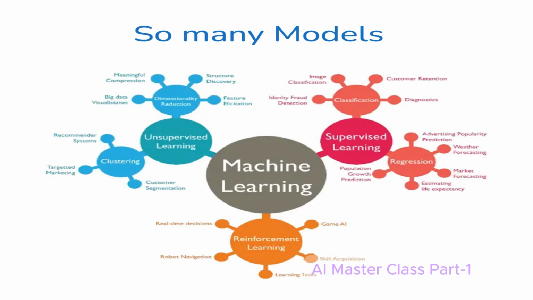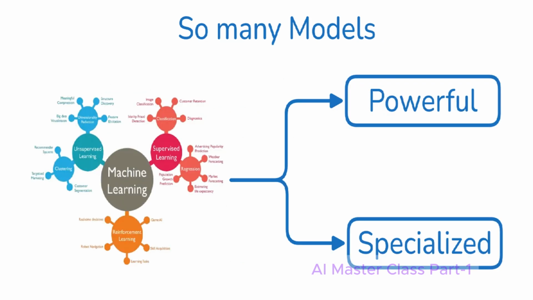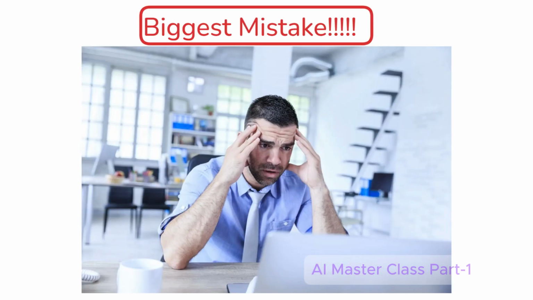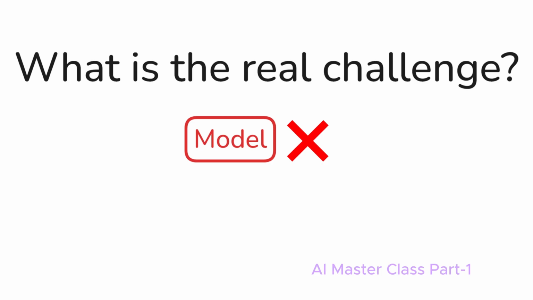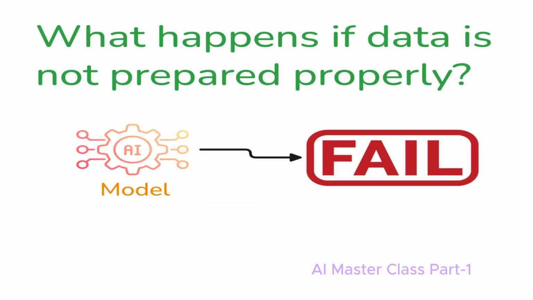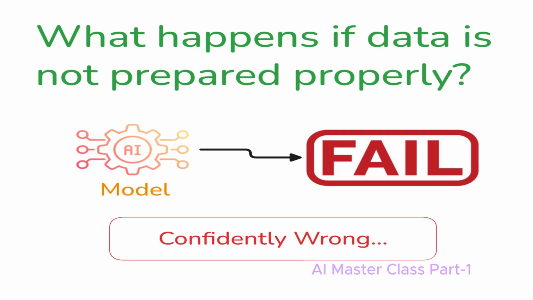So, till now, we have spent a lot of time understanding different machine learning models. Now, if you think about it, all these models are very powerful. Each one is capable of solving complex problems in their own way. So, naturally, you might think if I choose a good model, my problem should be solved. But this is where most people make a mistake. In real world machine learning, models are not the biggest challenge. The real challenge is the data. Because no matter how powerful your model is, if the data is not prepared properly, the model will definitely fail. And not just fail, sometimes it will give results that may appear correct but are actually wrong.